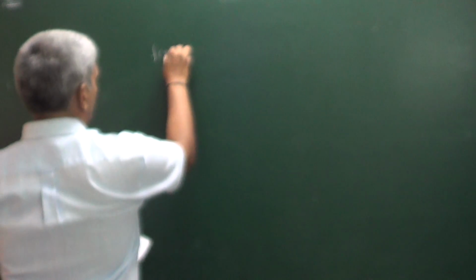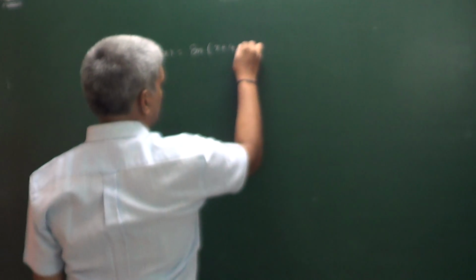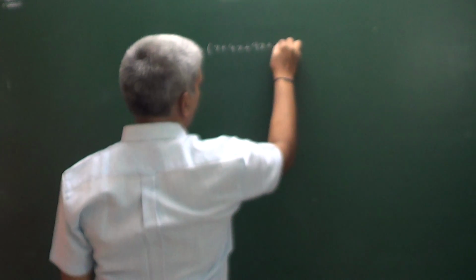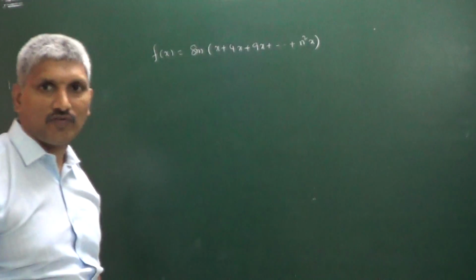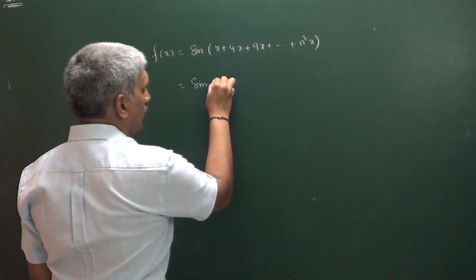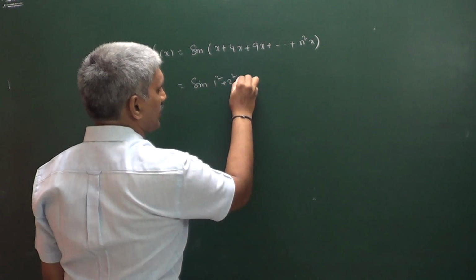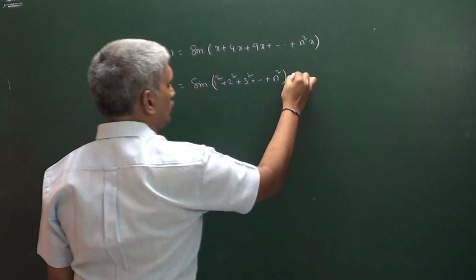So this is another question given. f of x is equal to sin of x plus 4x plus 9x plus and so on plus n square x. What is the period of this function he is asking? Yes, this can be written as sin of (1 square plus 2 square plus 3 square plus and so on plus n square) into x.